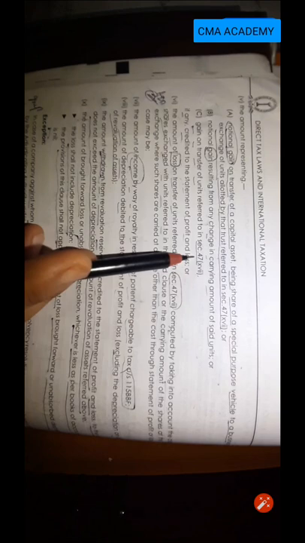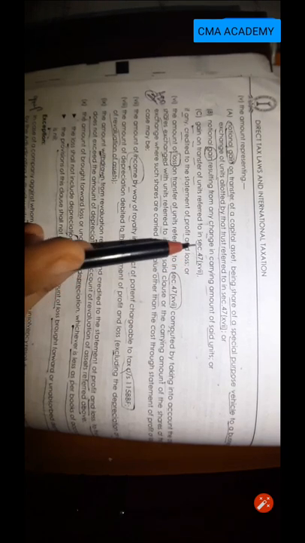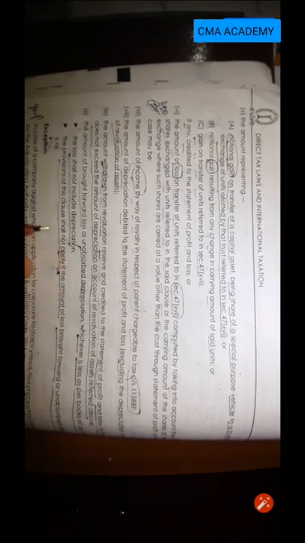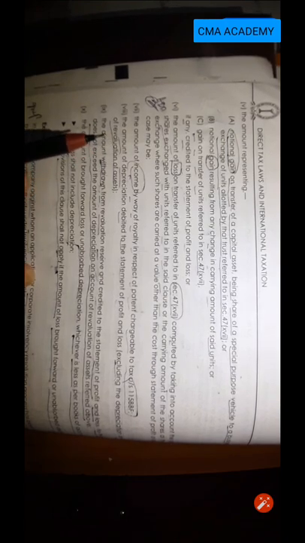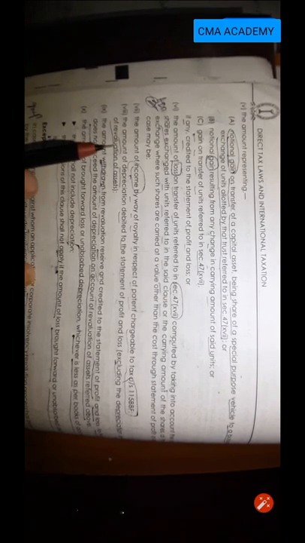On that income, no tax is chargeable. That's why we reduce that income from our profit in the calculation of MAT provisions.